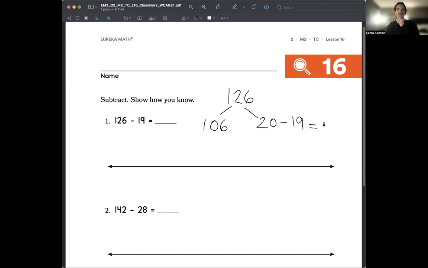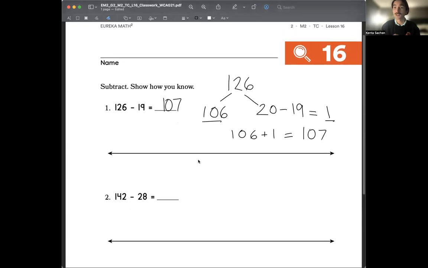20 minus 19. Let's take a moment to think about that. You can write down your answer here. 20 minus 19. You can count up, you can count down. What is it, everyone? Yeah, it's 1, right? Because you can start at 19, 20. Oh, just 1. Okay, now remember our last step is to add 106 plus 1. 106 plus 1 is equal to 107, just one more, right? 106, 107, and we have our answer for the first one.